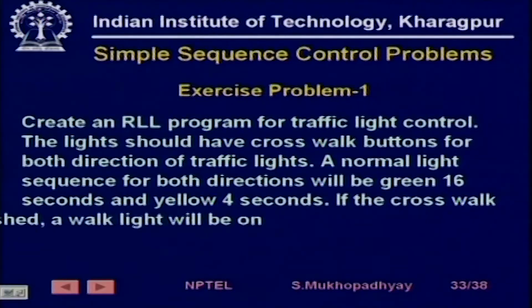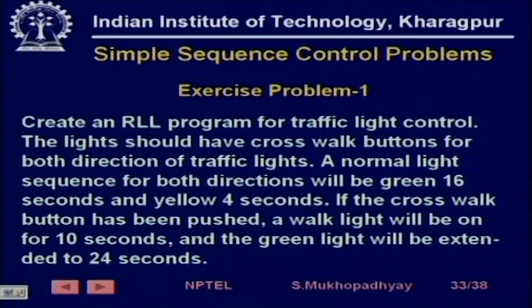So, now before ending, I think it is nice to look at some problems. For your examples you can try to create, let us look at exercise problem number 1. The problem says create an RLL program for traffic light control. The lights should have crosswalk buttons for both directions of traffic. A normal light sequence for both directions will be green 16 seconds and yellow 4 seconds.